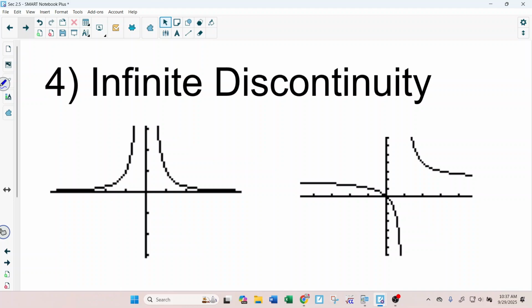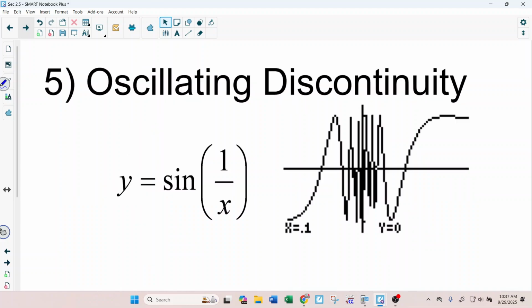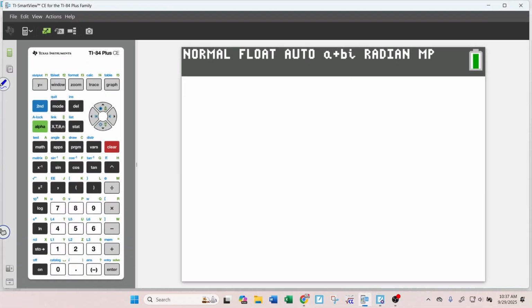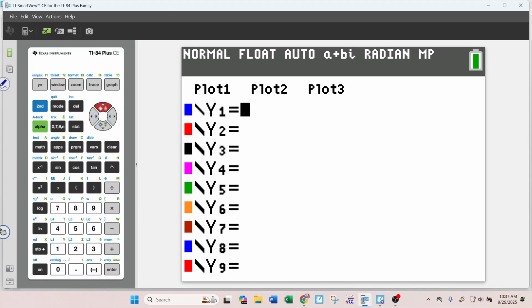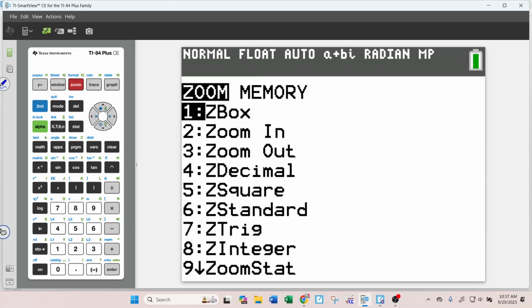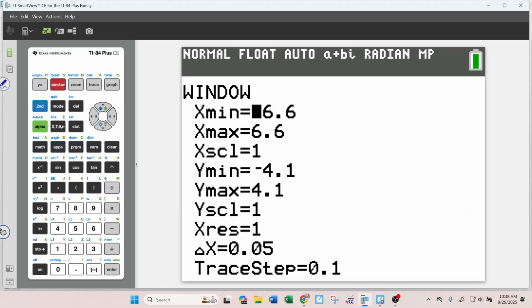And the last kind of discontinuity we have is something called an oscillating discontinuity. And this is just kind of like craziness discontinuity. Like if we would look at sine of 1 over x, here, let's go with this one. This one's kind of cool to look at. So if you graph sine, you get that.